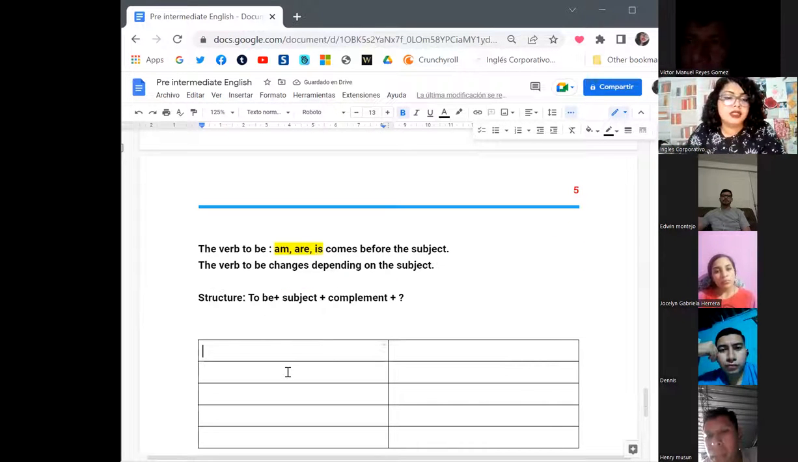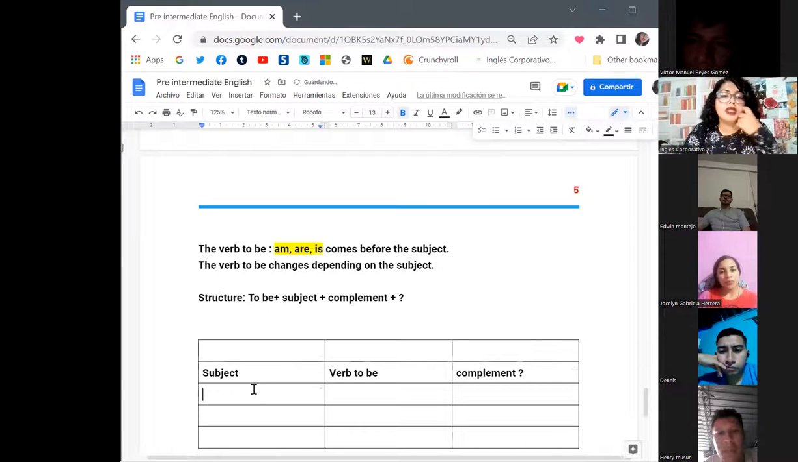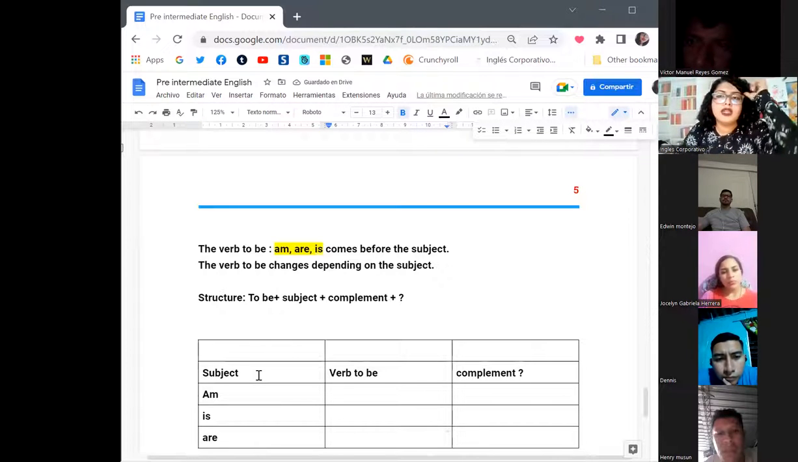So we have here the subject. Then we have the verb to be. And then we have the complement with the question mark. So we have the subject here. And in this case, it is not the subject, it is the verb to be. I'm going to explain why I am writing like this. Just wait. Is, and are. Si ustedes se fijan, eso que va al inicio es el verbo to be, no es el sujeto. Pero ya les voy a explicar por qué se los escribo al revés.